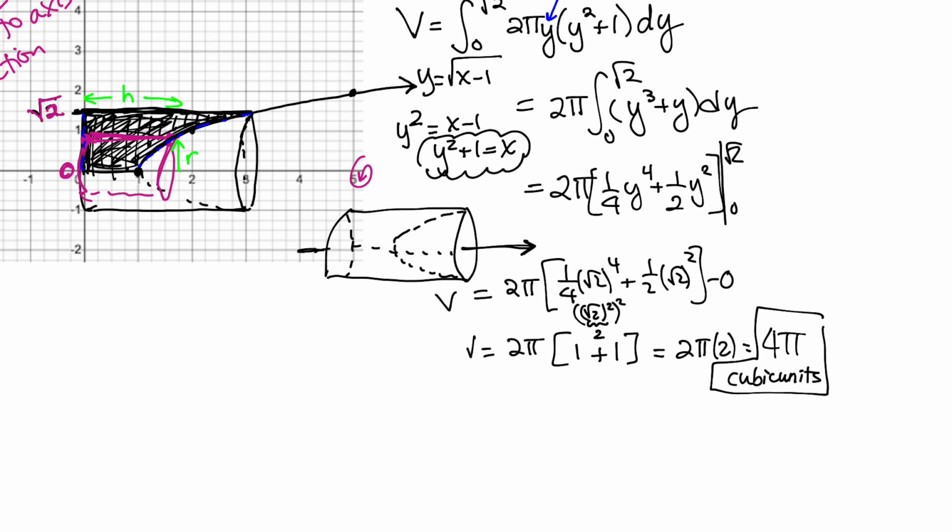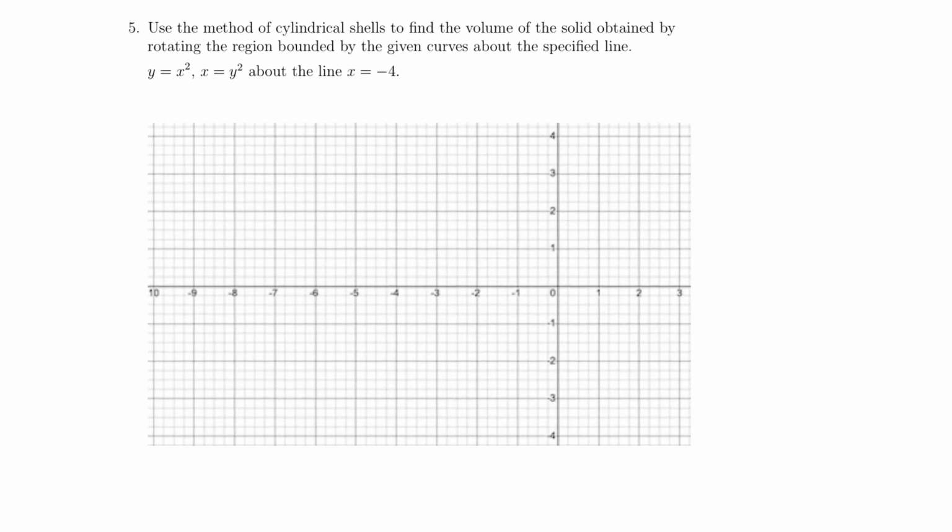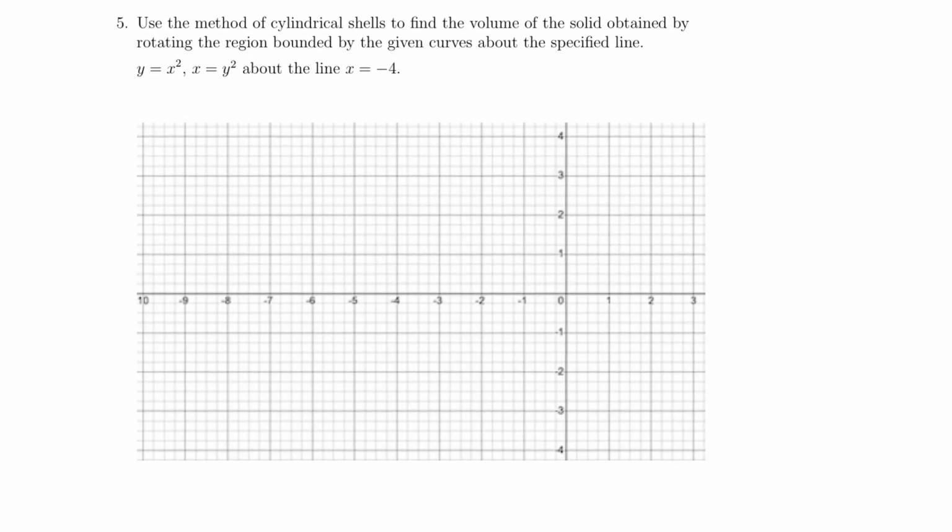Are we ready to go around a different line then, guys? Okay, and then we're going to put it all together. All right, let us go to example number 5. Use the method of cylindrical shells to find the volume of the solid obtained by rotating this region about the line x equals -4.